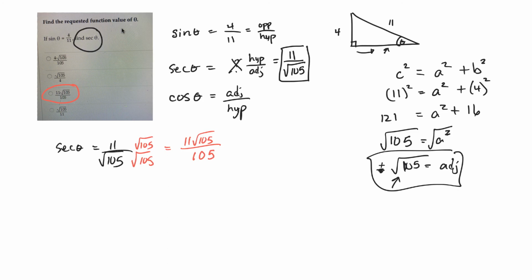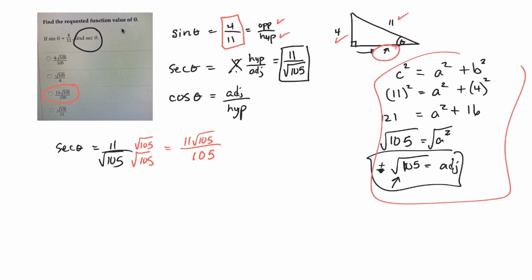Okay, hopefully that helps you. Just get the idea that if they give you a ratio, they're giving you 2 of the sides of a triangle, you can figure out the third side using Pythagoras and then plug it in for whatever other ratio they're looking for.